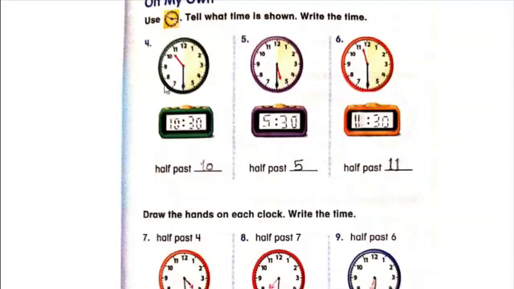Here, when you read the time on an analog clock, you will say half past 10. And here, when you read the time on a digital clock, you will say 30 minutes past 10.